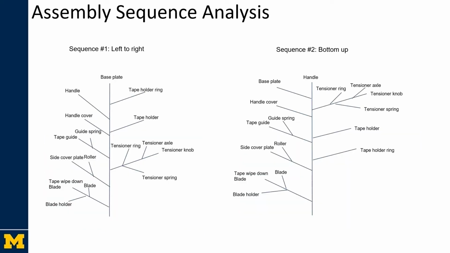This slide shows the assembly sequence analysis. From the exploded view of the tape dispenser, we can see the tape dispenser separated into two functional parts, which are a blade part and a tape holder part, and also the two base parts, the base plate and the handle. There are two assembly sequences. The first one is left to right, which means we will start assembly from the base plate, and the second one is bottom up, which means we will start assembly from the handle.